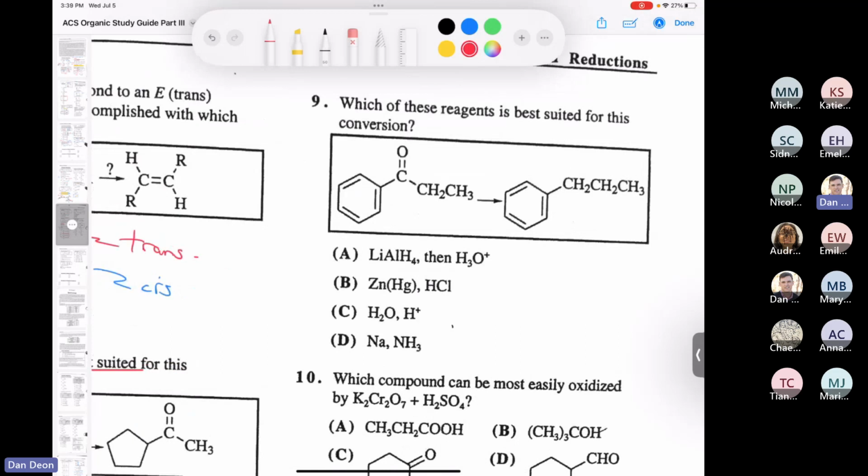We've got a few possibilities. We've got the conversion of a ketone to an alkane, if you will. Okay, so the first one is lithium aluminum hydride. That would reduce it to an alcohol. The next one is a Clemmensen reduction. What do you think about a Clemmensen reduction? Would that work in number 9?